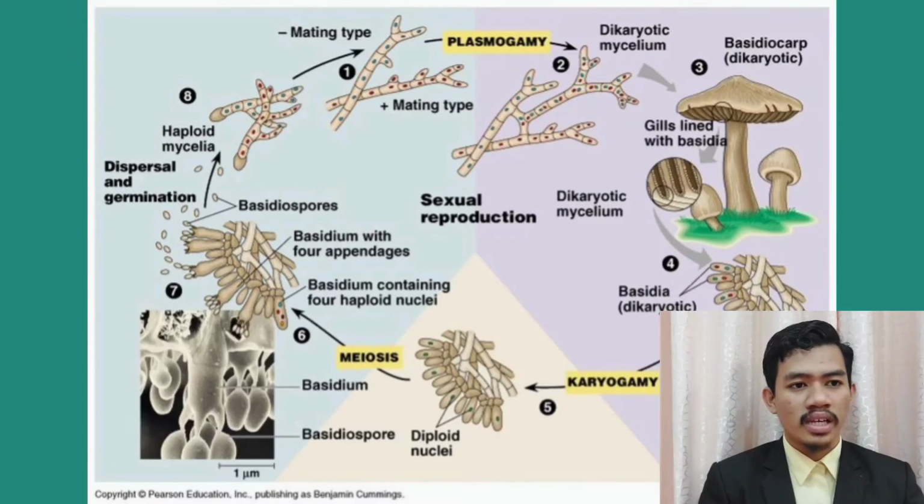In step 6, the diploid nucleus yields four haploid nuclei, each of which develops into a basidiospore. Step 7, when basidiospores mature, they are ejected and then dispersed by the wind. Step 8, in a suitable environment, the basidiospores germinate and grow into short-lived haploid mycelia, and the cycle happens again from step 1.